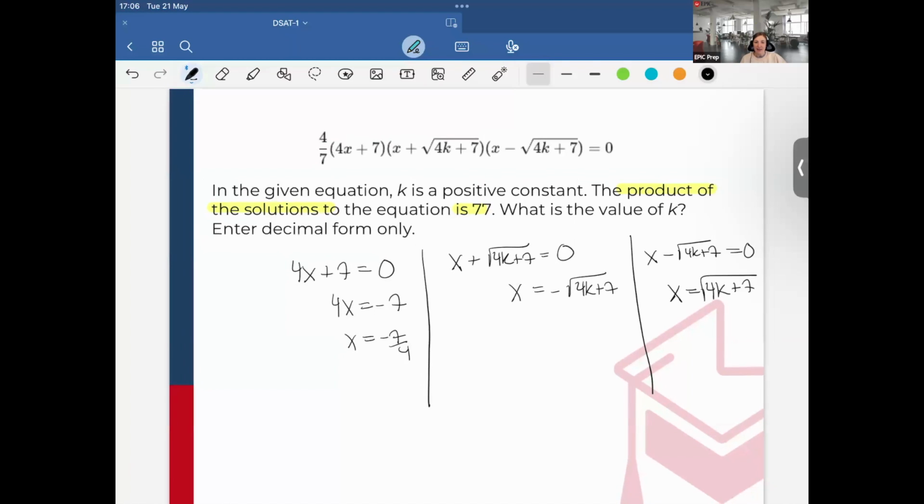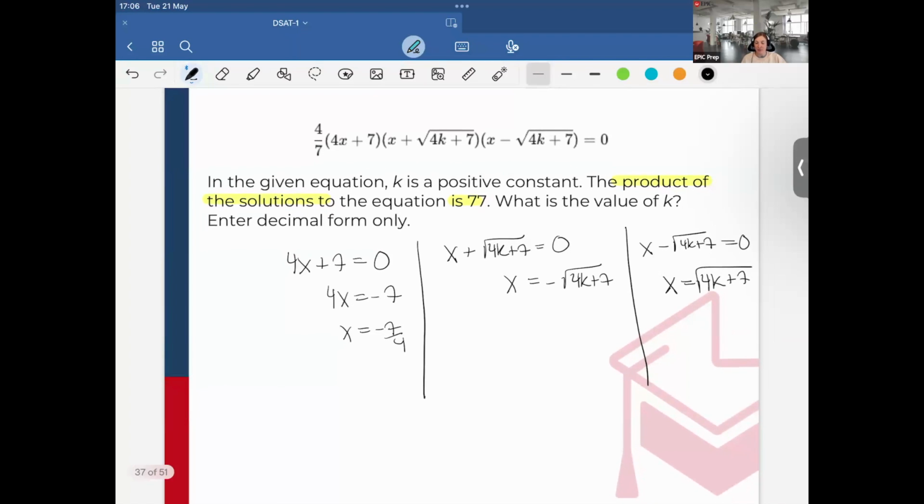And then next it says the product is 77. So now I'm going to multiply these together. So negative 7/4 times negative square root of 4k plus 7, and then times the square root of 4k plus 7. And this is all equal to 77.